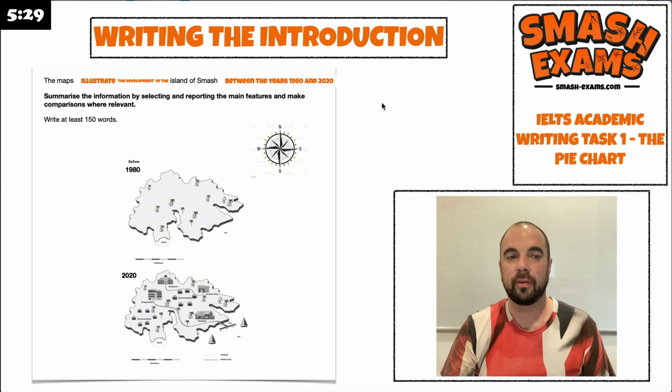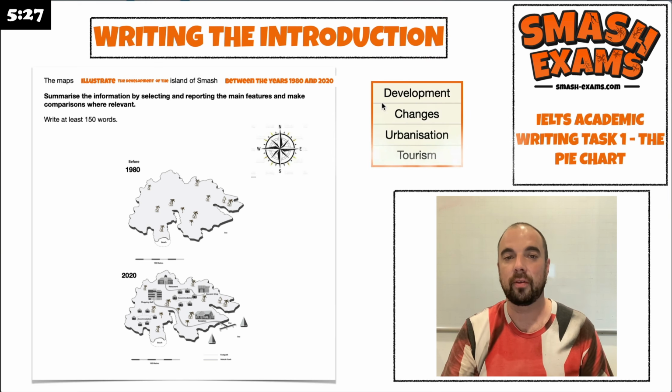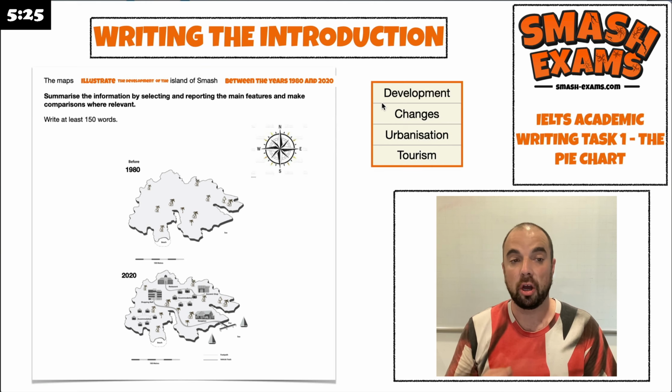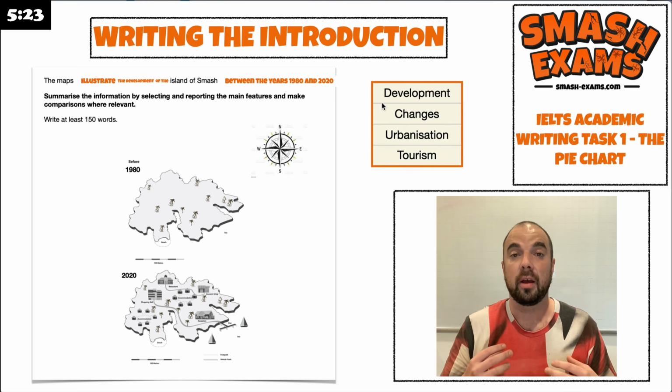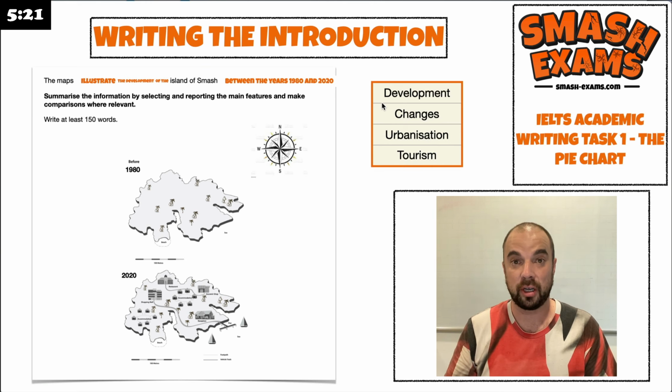There are many things I could have said instead of the development. I could have used urbanisation or developed for tourism. You only need to do one of these in the introduction. So if it says development, change it to urbanisation. Or if it says change, change it to development. Just try and use a different synonym for change. That's it. 1 sentence introduction will be sufficient. Save the rest of your words for the overview and the body paragraph.